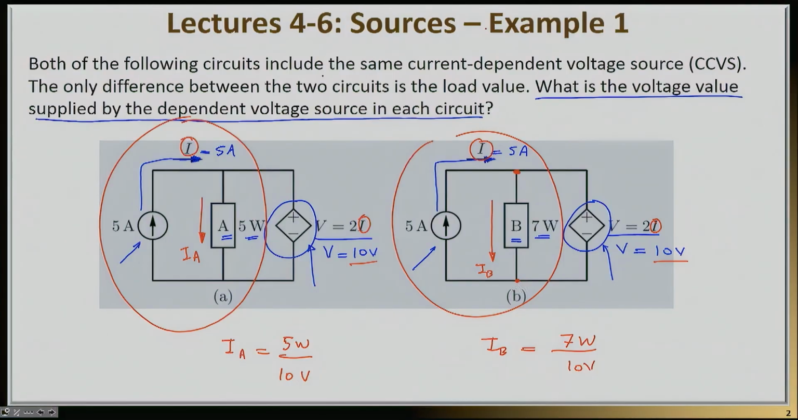So what is changing in that circuit is that the current that each load is drawing is different, but the voltage of the dependent source is exactly the same, even though the circuits are different.